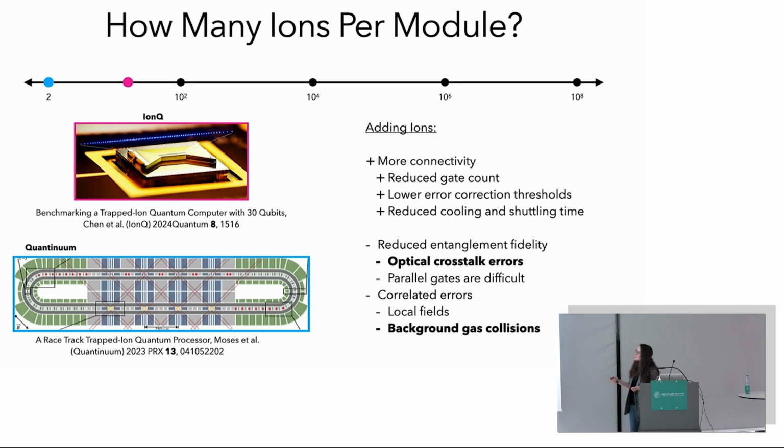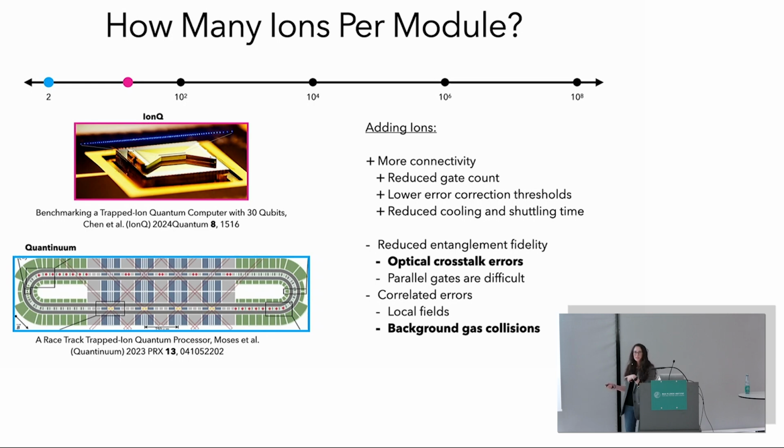As you add ions, you get higher connectivity without shuttling. You maybe reduce the number of gates that you do, if you count the swapping and the shuttling as gates. You get lower error correction thresholds because you have this direct all-to-all connectivity, and you reduce your cooling and shuttling time. But you lose in entanglement fidelity, partially due to optical crosstalk errors, which I'll talk about now.